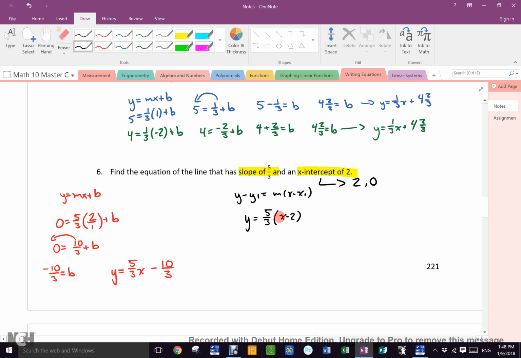So is that okay to leave that way? It's point slope form, isn't it? So could I leave it that way? But aren't they exactly the same thing? Because if I distribute that in there, aren't I going to get 10/3? And I have the same answer. Everybody cool?